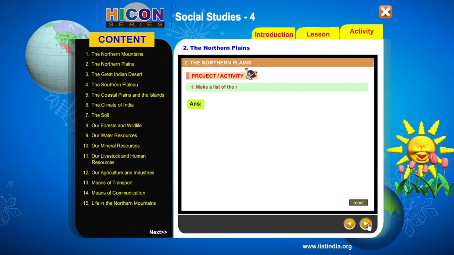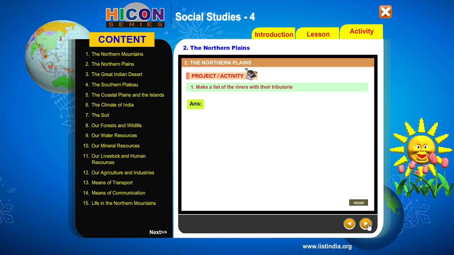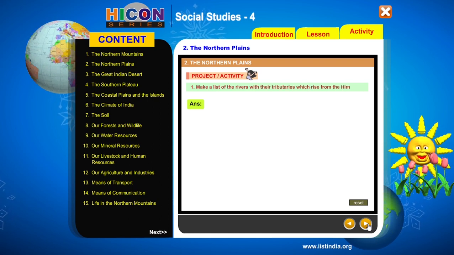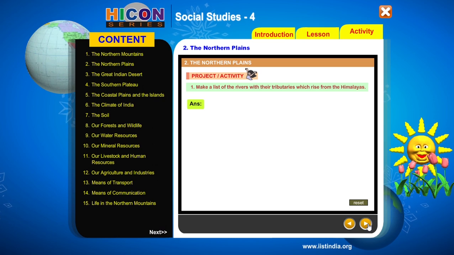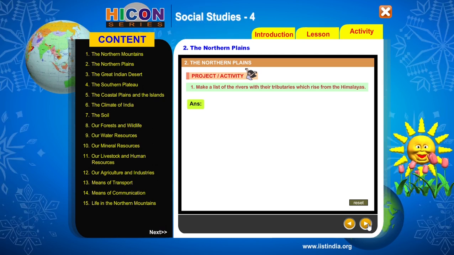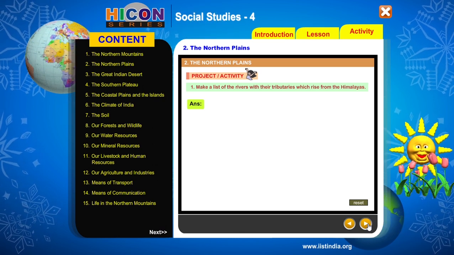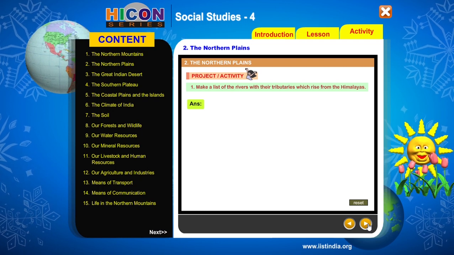Project or activity. Make a list of the rivers with their tributaries which rise from the Himalayas. So what are the major rivers that rise from the Himalayas and which are their tributaries?